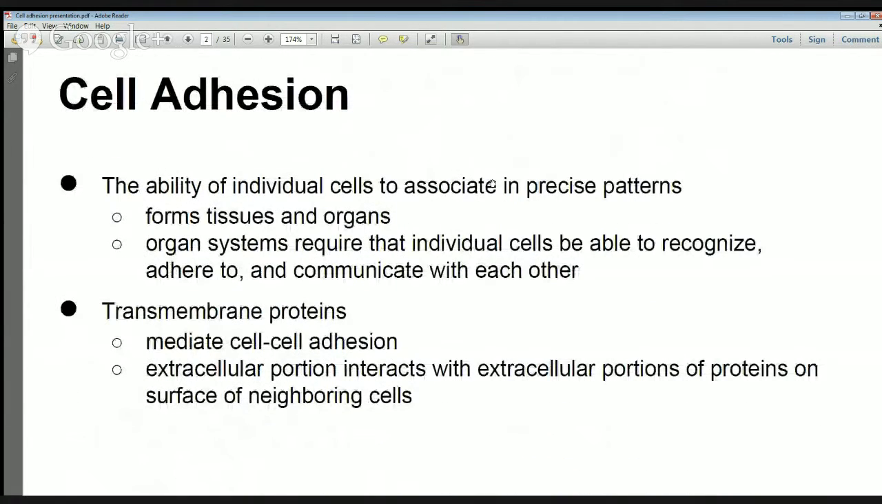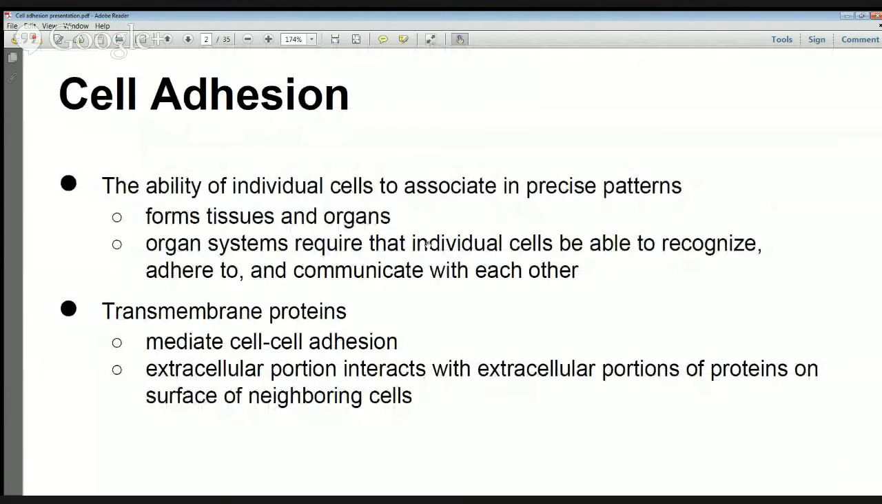Okay, so cell adhesion is the binding of cells to a surface or substrate to form tissues and organs, and they are mediated through transmembrane proteins. What happens is the extracellular portion interacts with the extracellular portions of proteins on the surface of neighboring cells.